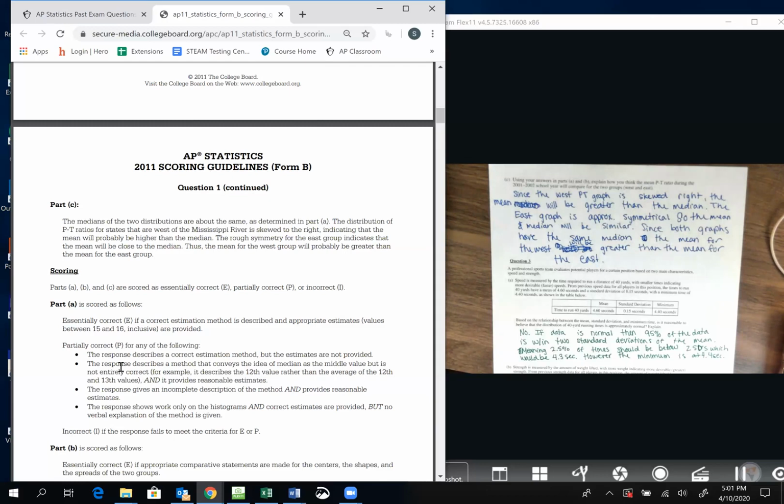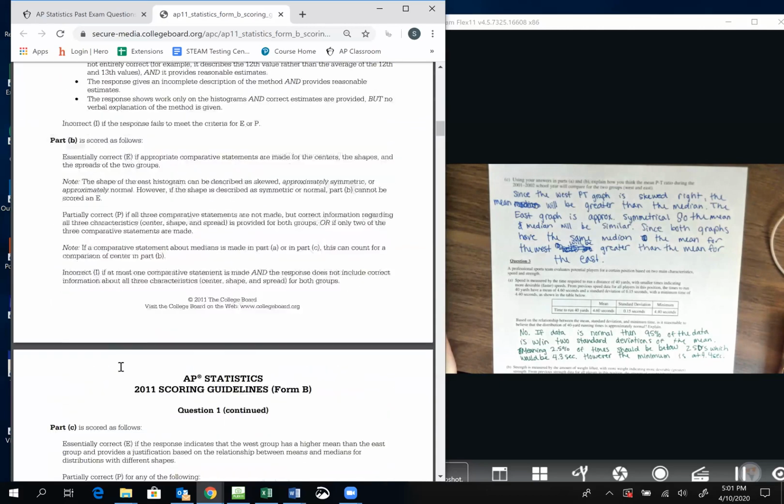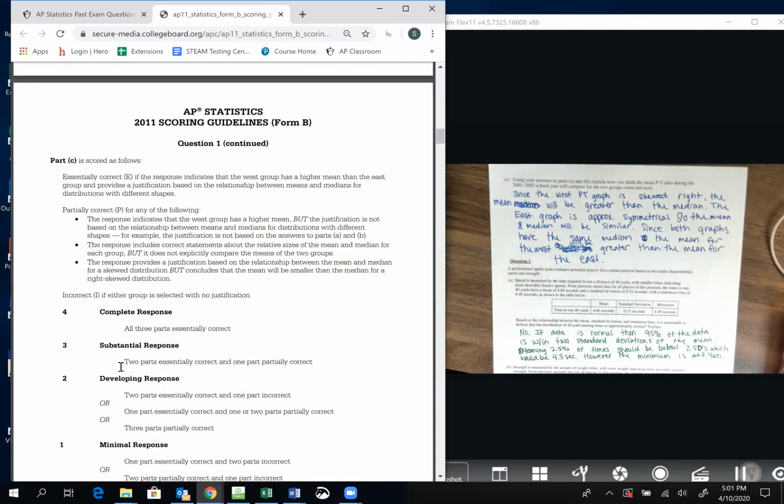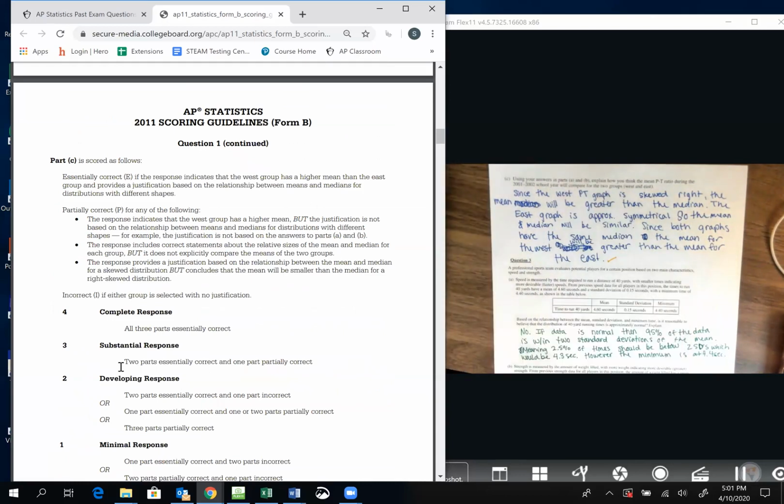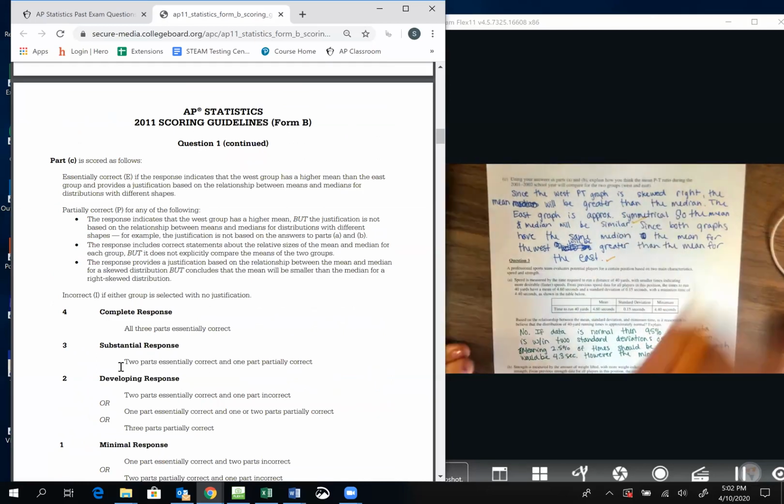So they said the medians of the two distributions are about the same as determined in Part A. The distribution for PT ratios for states that are west of the Mississippi is skewed right, indicating the mean will probably be higher. The rough symmetry for the east group indicates the mean will be close to the median. Thus, the mean for the west group will probably be greater than the mean for the east group. Very similar, almost exactly the same. Essentially correct if the response indicates the west group has a higher mean than the east. The west will be greater than the east. And provides a justification based on the relationship between means and medians for distributions of the different shapes. So I have that up here.